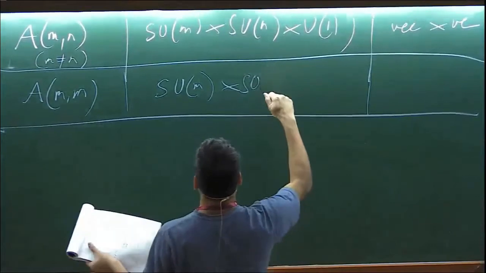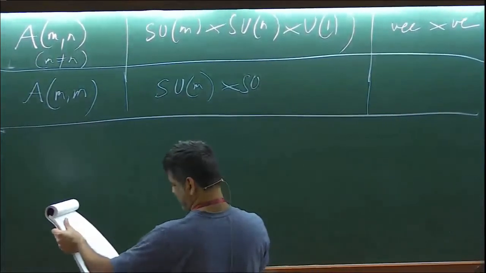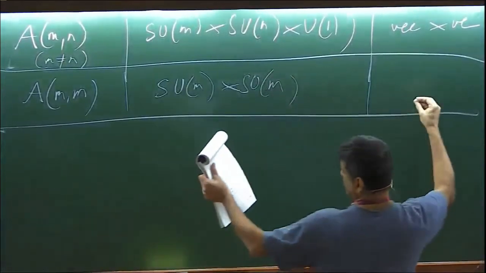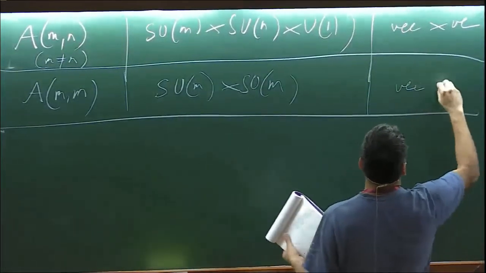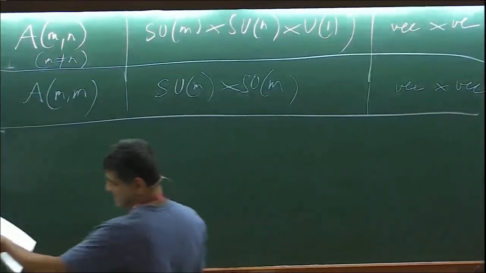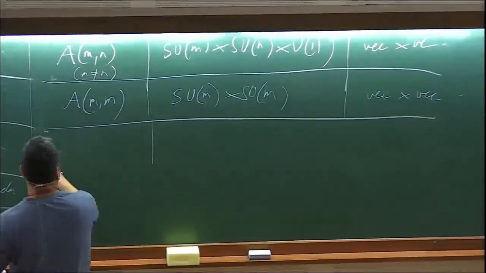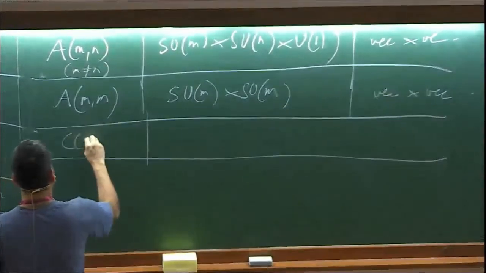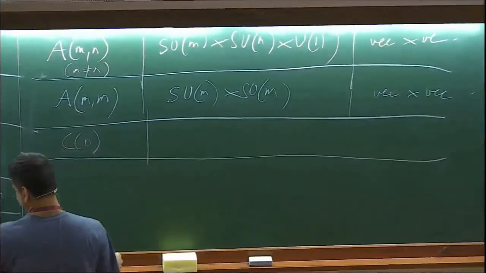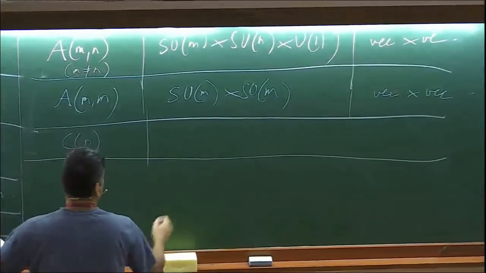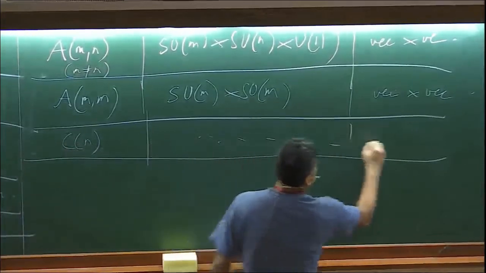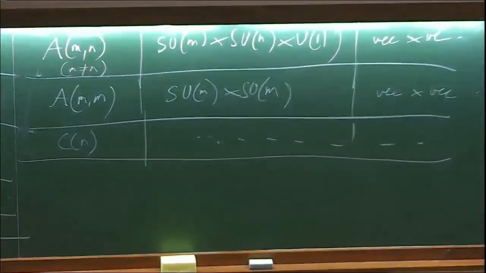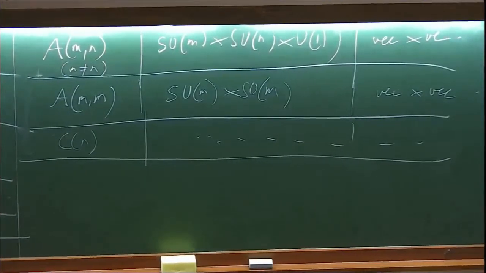Yeah, right, SU(M) times SU(M). And again, there's vector times vector. And finally, there's a group called C(N), which has some stuff. It's like the spinorial representation. I won't write it down because I'd have to try to explain it. It will not be important.